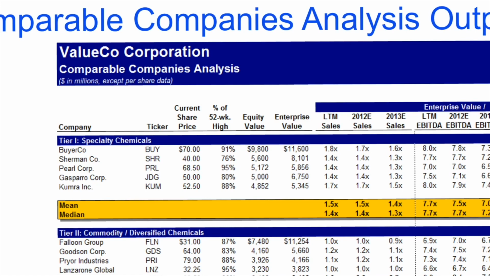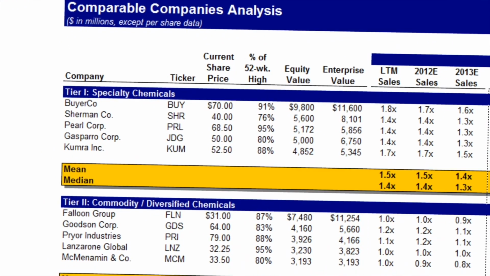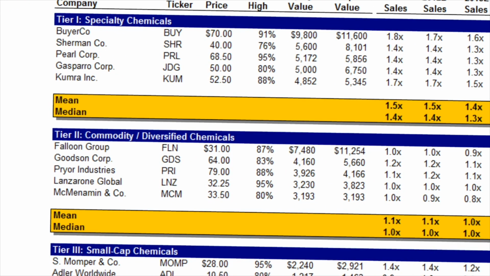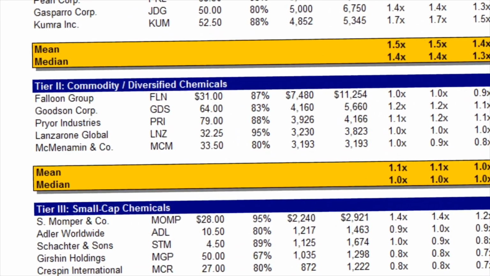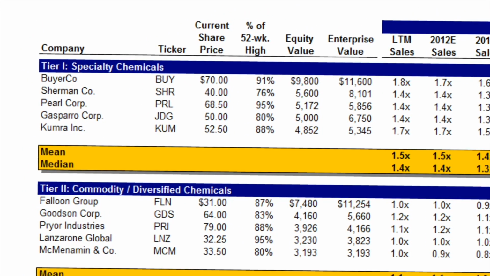In this case, the example divides them by business model or industry. Tier 1 are specialty chemicals. Tier 2 are diversified chemicals. And tier 3 are small cap chemicals. Now, my guess, if I understand the tiering correctly, is that tier 1 are the best ones, because probably my target is in the industry so-called specialty chemicals. Don't ask me what they do, but they will do weird stuff with chemicals.